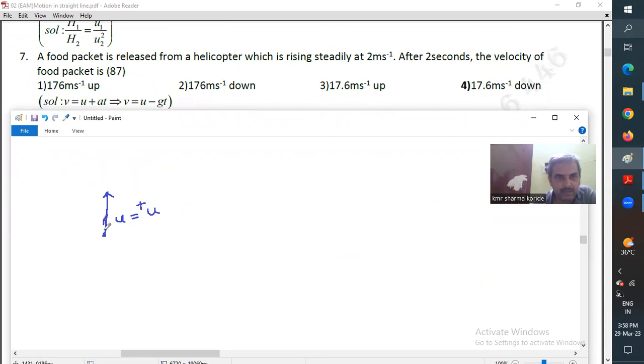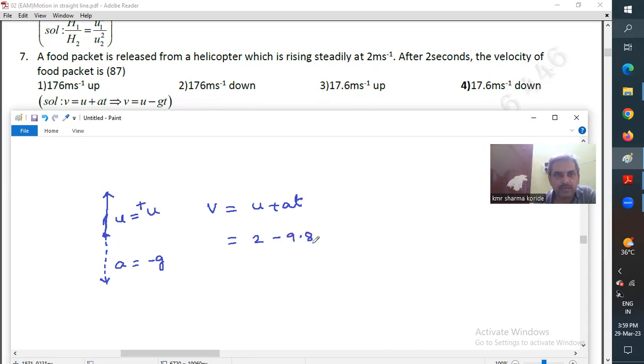This is already explained in the concept and explanation of motion in a straight line. But once it is dropped, it falls with gravity only. So gravity is permanently negative. Now, the food packet is released from a helicopter which is going at 2 meters per second. After 2 seconds, you need to find the velocity. So directly make use of v is equal to u plus at. u is anyhow positive, so 2 meters per second. g is permanently negative, g is 9.8.